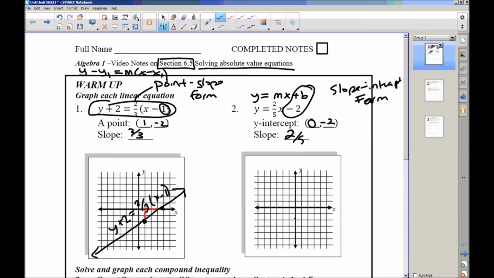So we put our first point at 0, -2. And then our slope says go up 2 and over 5. So the steepness of the line is 2 up and 5 to the right. That finds another point that's going to be on our line. And then we can draw our line through those 2 points, and we write y equals 2/5 x minus 2.